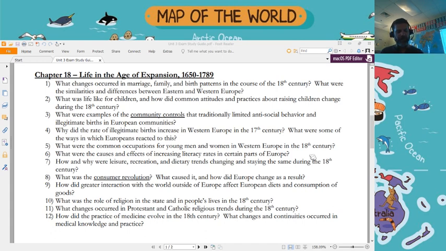Now, number 12, how did the practice of medicine evolve in the 18th century? What changes and continuities occurred in medical knowledge and practice? So by the end of the 18th century, there were some improvements in medicine based on the scientific revolution. There was a better understanding of how diseases spread. And microscopes had allowed people to observe the first germs, microorganisms that might cause disease.